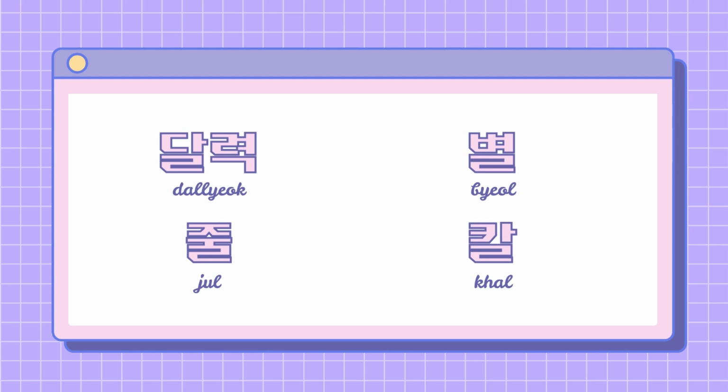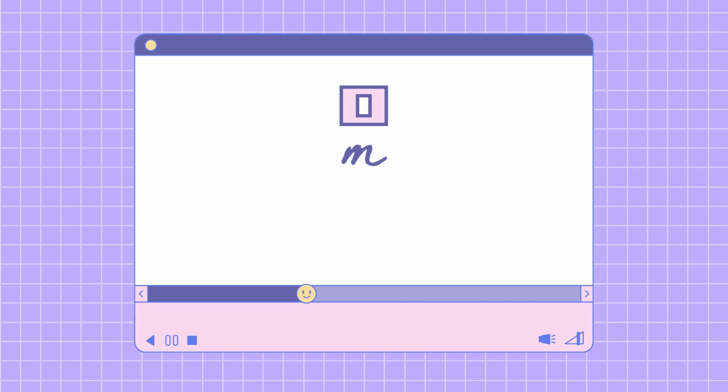Now let's move on to our next Batchim. Mieum as a Batchim produces the same sound, M. So you'll be reading these words as 몸, with the top M and the bottom M as well. So 몸 and 곰, 곰.